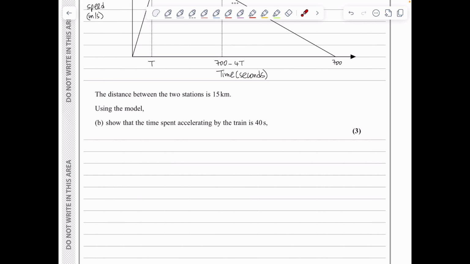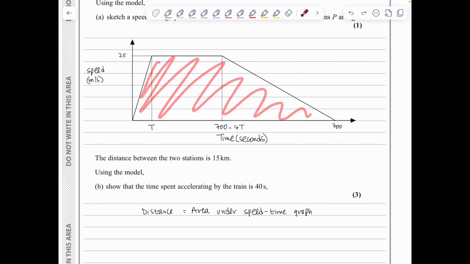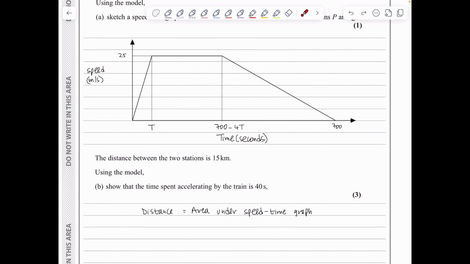Now the distance between the two stations is 15 kilometers, and we need to use a model to show that the time spent accelerating by the train is 40 seconds. In other words, we need to show that capital T is 40. Now we know that in a speed time graph, the area under the graph is giving me the distance covered. So we know that this distance here is 15 kilometers or 15,000 meters.